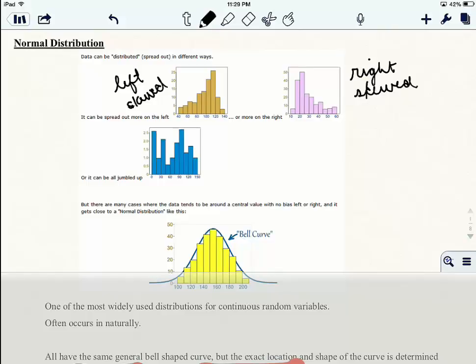Now let's review what we know about distributions. Data can be distributed or spread out in different ways. We could have it spread out more on the left, so then it's left skewed, or spread out more on the right, so most of the data is on the left side with the outliers on the right, so that's right skewed, or it could be completely jumbled up.